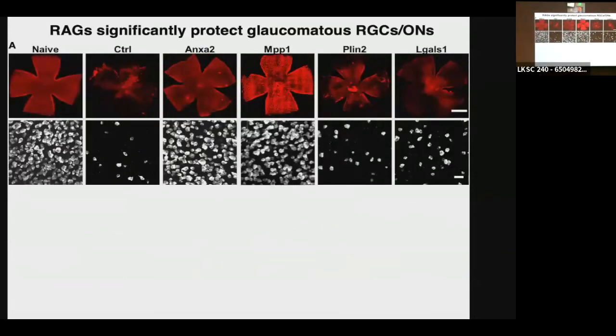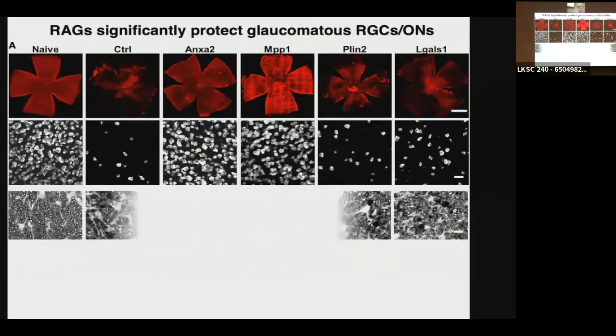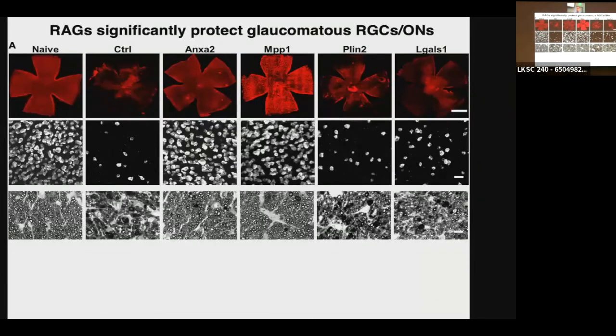In the control, you can see a dramatic RGC degeneration. However, ANXA2 and MPP1 overexpression has very striking neuroprotection compared to the other 2 genes that are not that potent in regeneration. So that further confirms that the regeneration capability is somehow related with neuroprotection, which we have never known before. This is the first time this concept comes into mind. And again, the axon protection is also similar, consistent, striking as well.